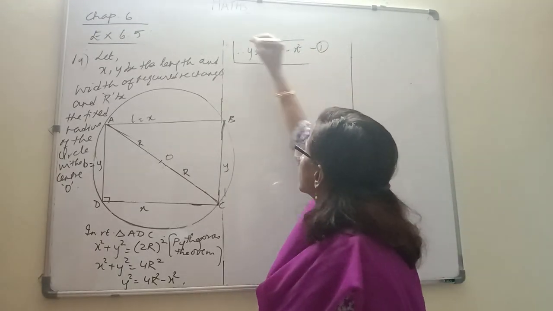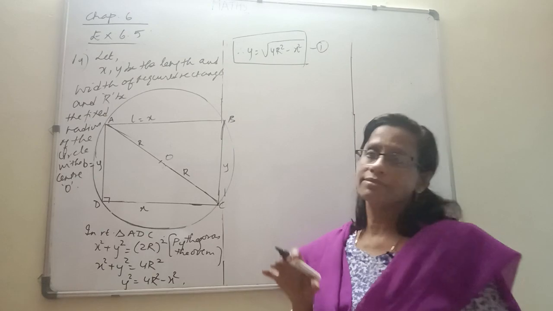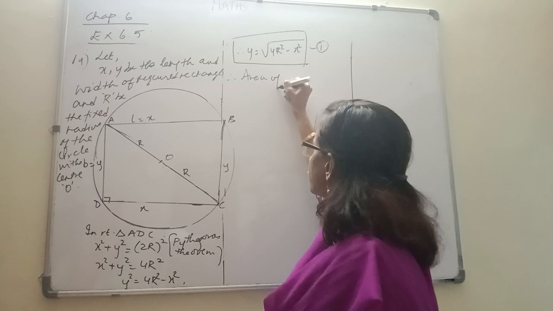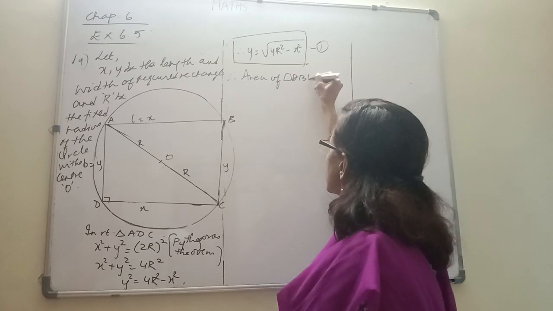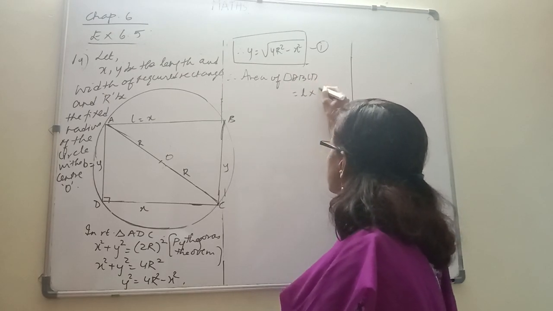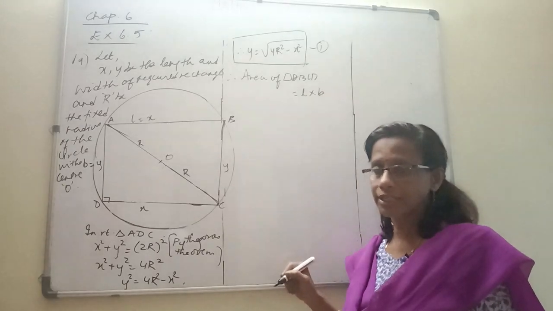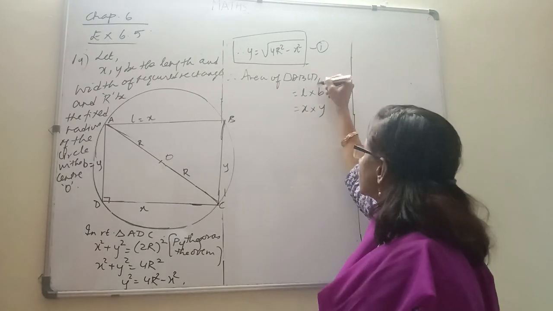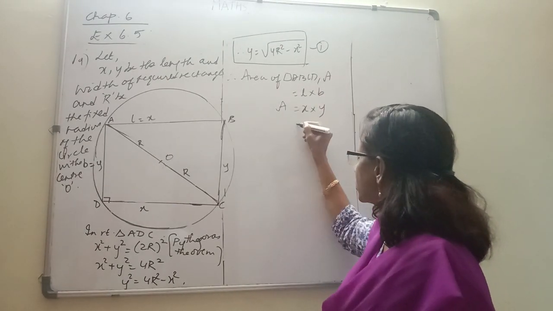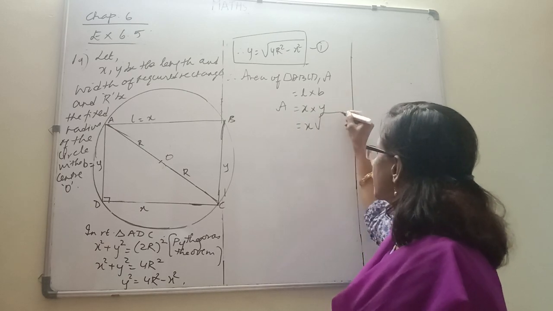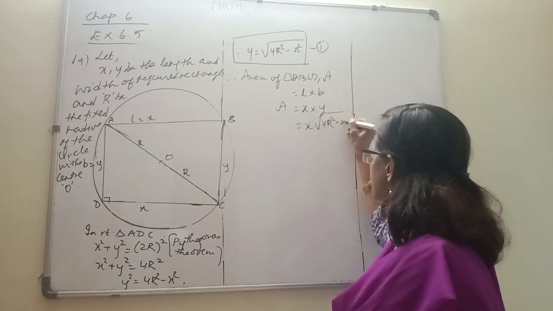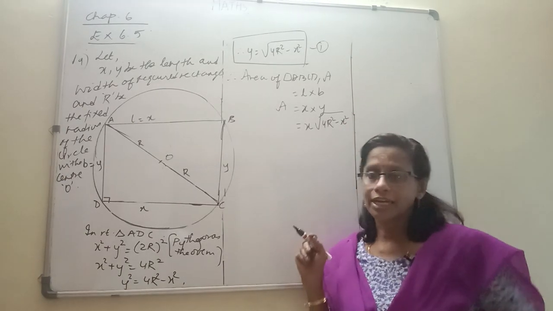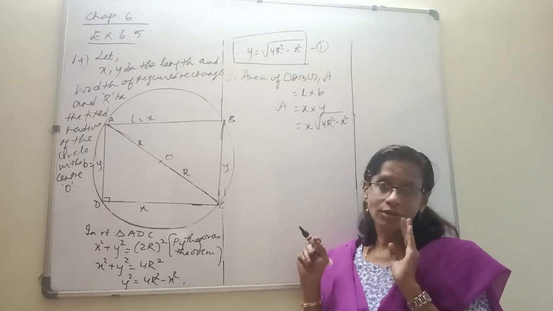Then quickly go on to the area. In the question they have said maximum area, so let's go on for the area. The area of quadrilateral ABCD is length times breadth, as we all know for a rectangle. That means it's x times y. Since we are not okay with two variables, we substitute y from equation 1, so it becomes x times the root of 4r squared minus x squared. That's it. We now have the area in terms of one variable x.